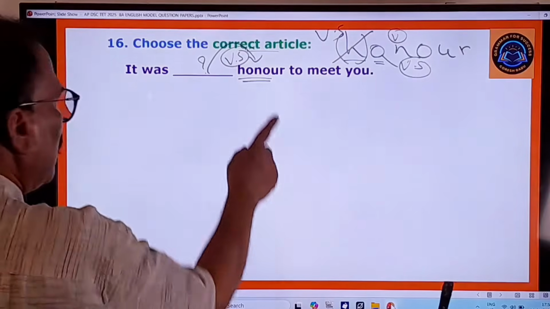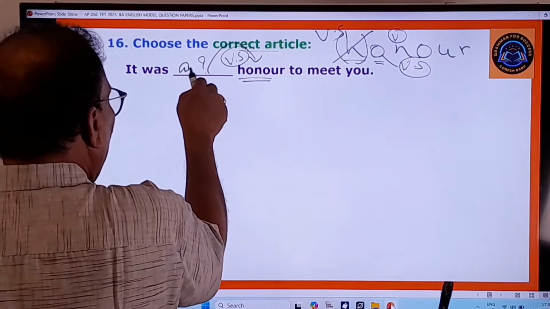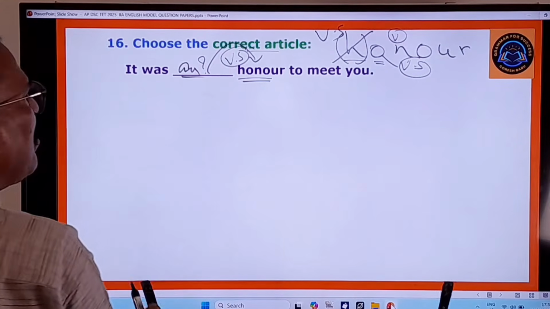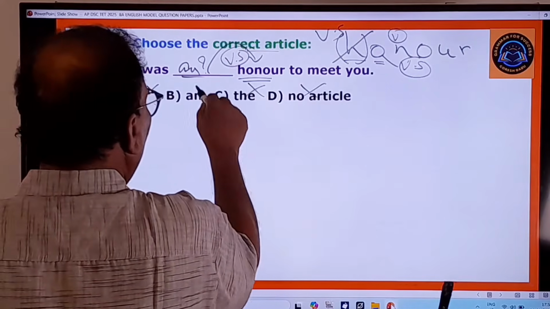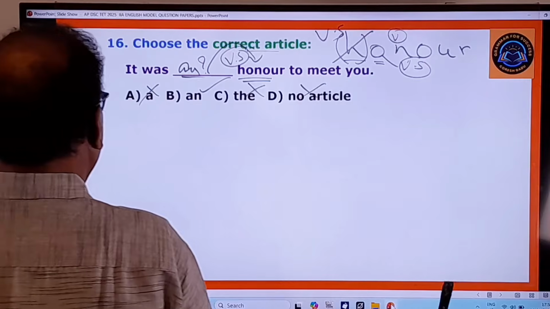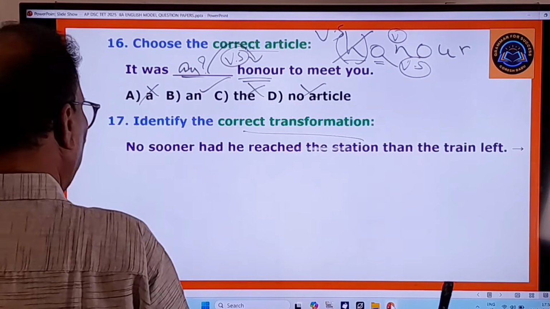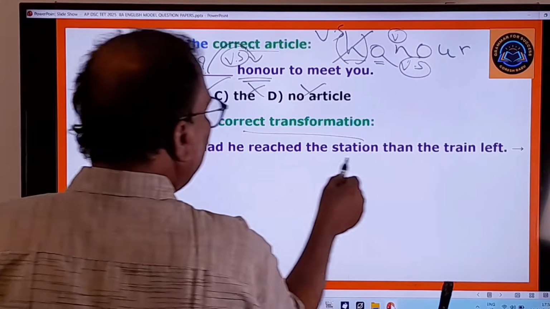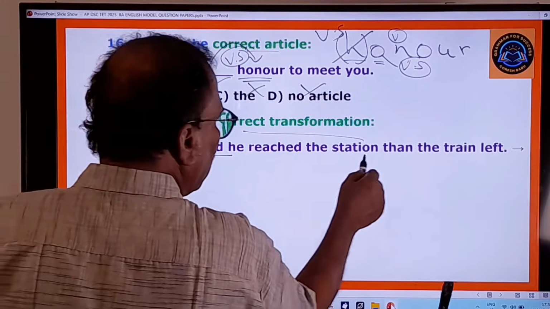So here, this honor is beginning with a vowel sound, and therefore you are going to use an here. It was an honor to meet you, right? A is wrong, D is wrong, no article is wrong, an is right. And here 17th question, identify the correct transformation. What sentence is given here? No sooner had he reached the station than the train left. So this is the sentence given here.